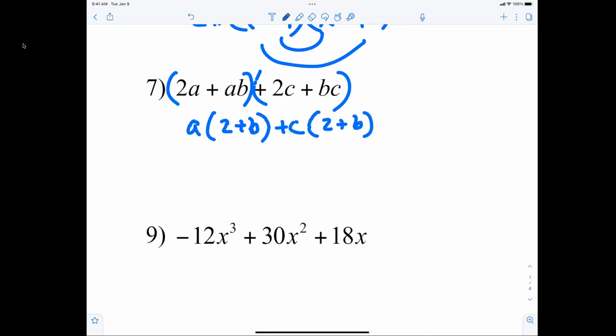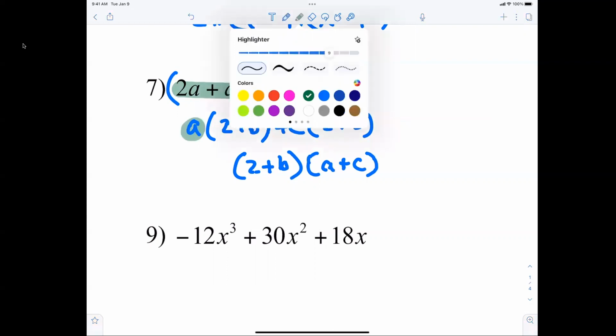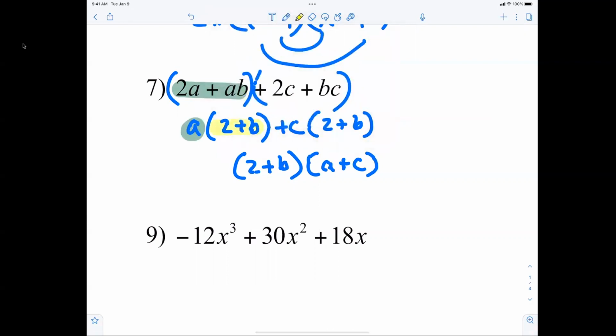And so now what's common again? The 2 plus b is common, and you're left with a plus c. Very good. Factoring by grouping. There's 4 terms, so you separate them 2 and 2. What's common in the highlighted green? A. So I pulled out an A. Then 2 plus b was left behind. Do you agree?